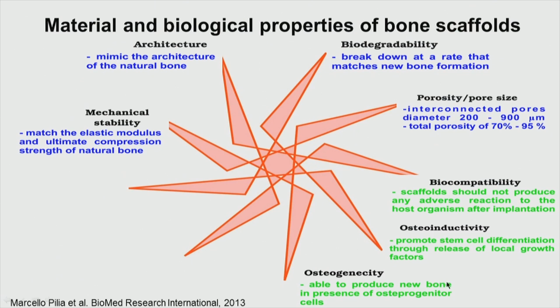Osteogenicity, so it should be able to produce new bone in the presence of osteoprogenitor cells. That is called osteogenicity. So it should allow you to produce new bone, and at the same time it should be able to release growth factors for the bone growth. Okay. Osteoconductivity, it should promote cellular attachment, migration, proliferation, because once you have the bone cell getting formed, there could be migration, there will be attachment, and then there will be proliferation.